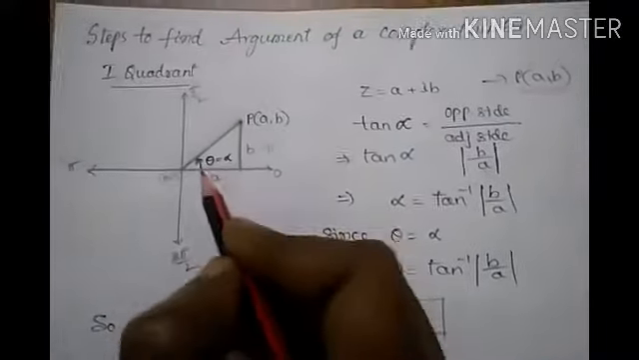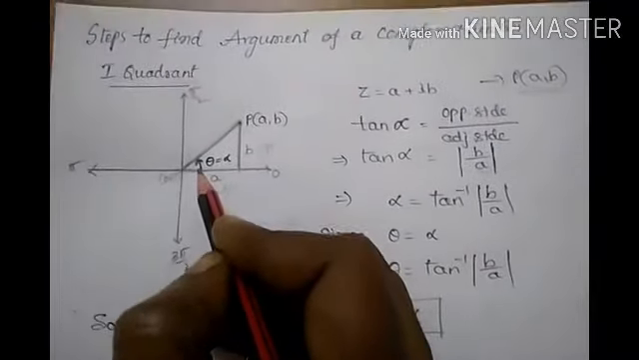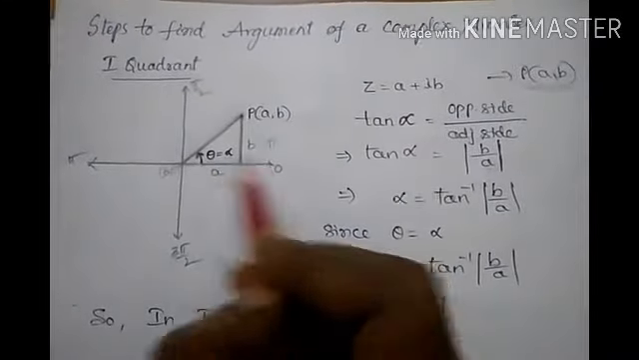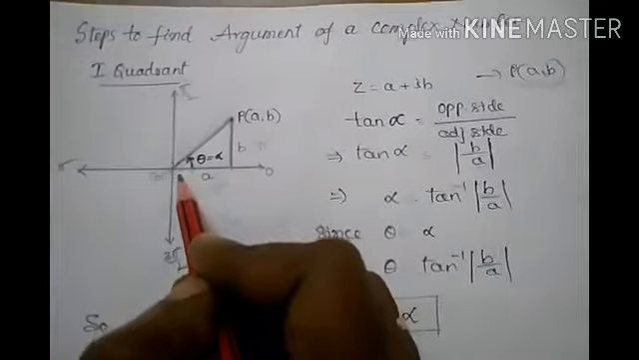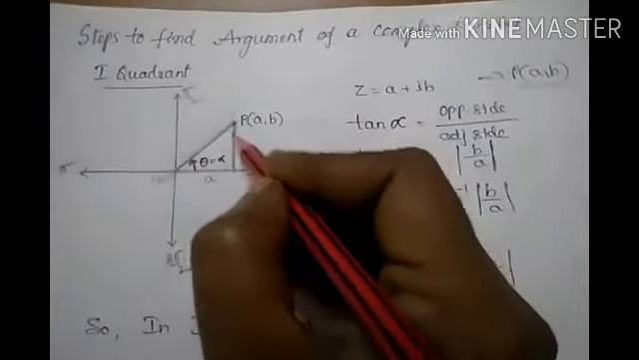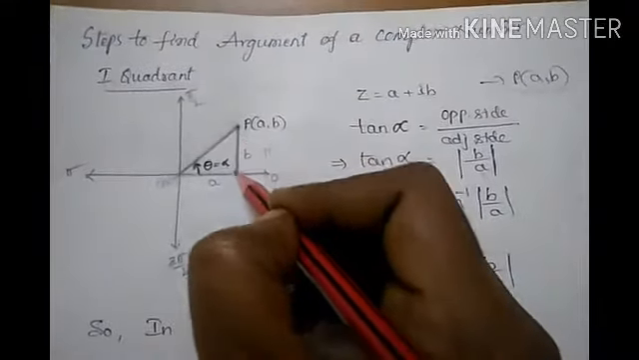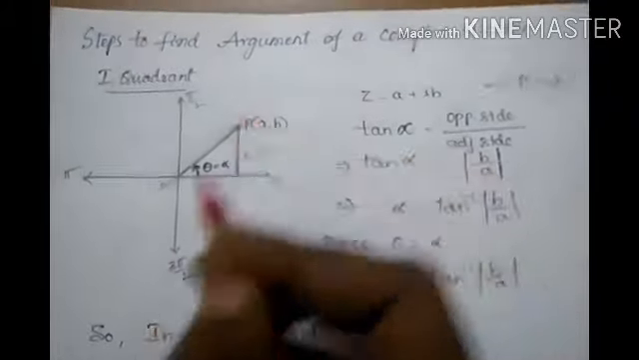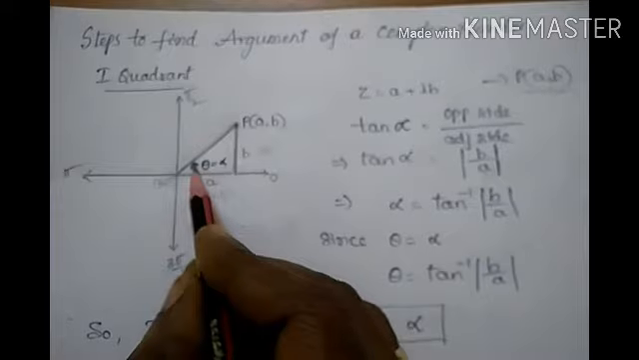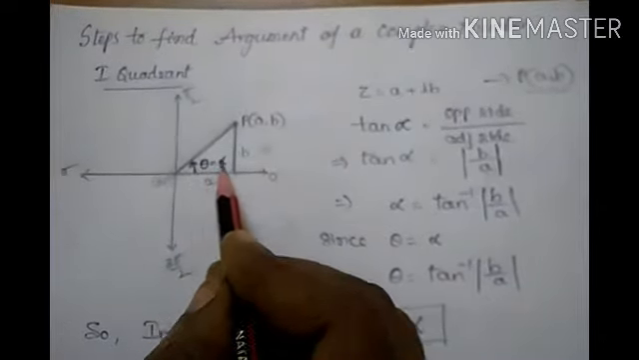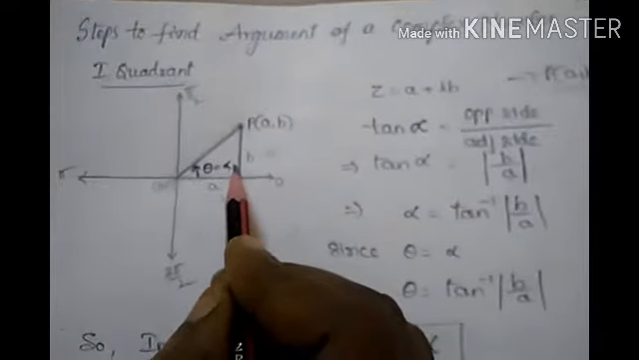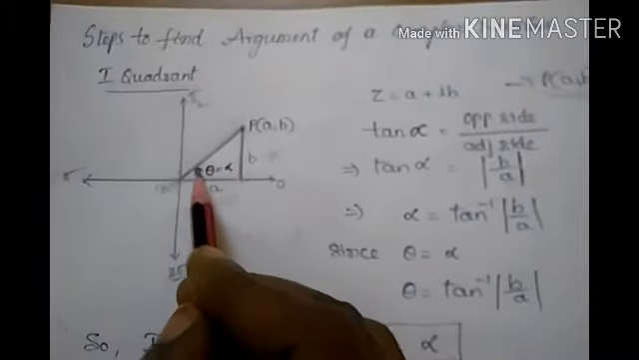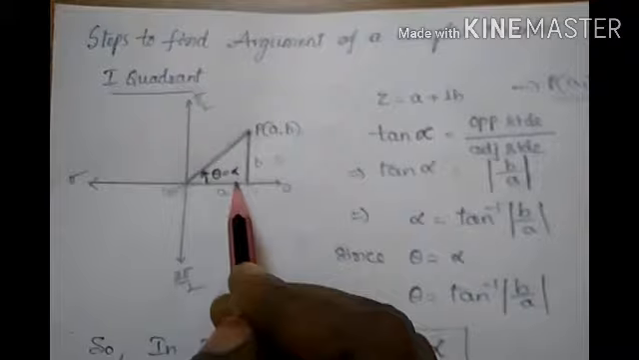That means theta is the argument made by OP and the real axis in the anti-clockwise direction. Now draw a perpendicular from P to the real axis. Now it forms a right angle triangle. Let alpha be the acute angle of the right angle triangle. Here the argument theta and alpha are both the same.